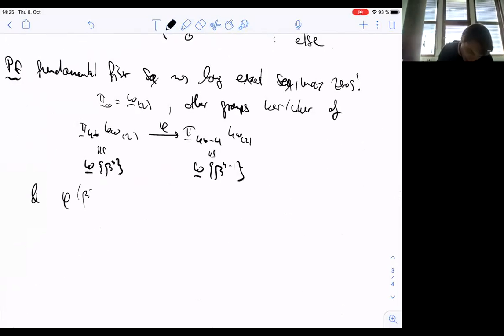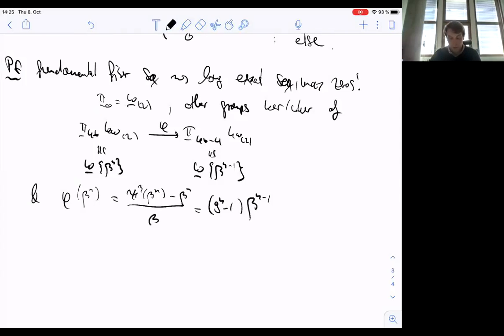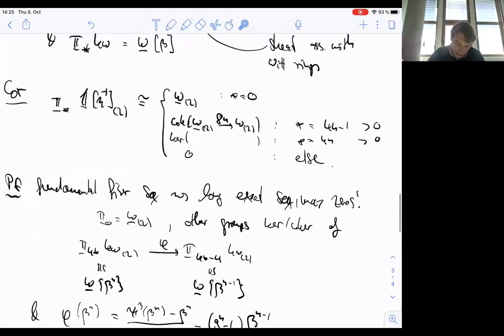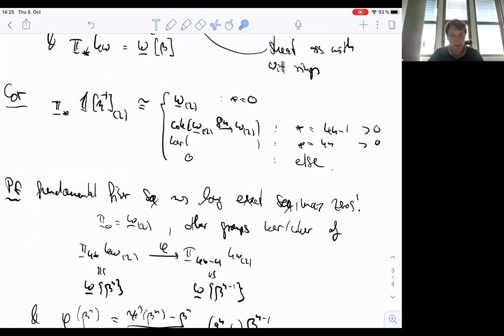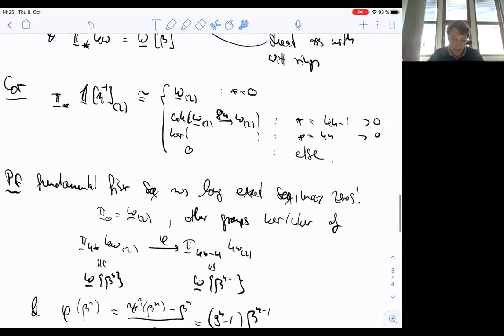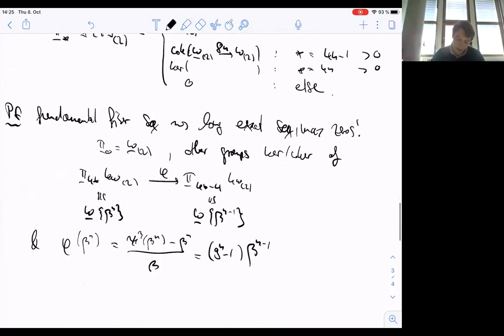So φ of β^n is ψ³ of β^n minus β^n, divided by β. And ψ³ is a ring homomorphism, and ψ³ of β is 9β. So this is (9^n minus 1) β^{n-1}. You would think that instead of 8n here, I should write 9^n minus 1, but they have the same 2-adic valuation, so it doesn't matter.